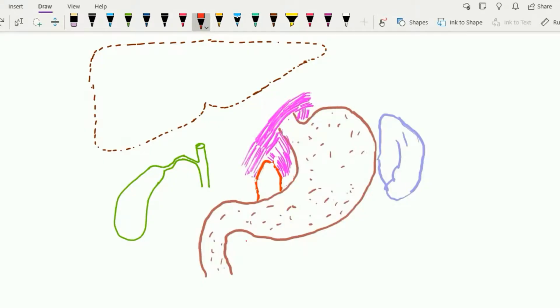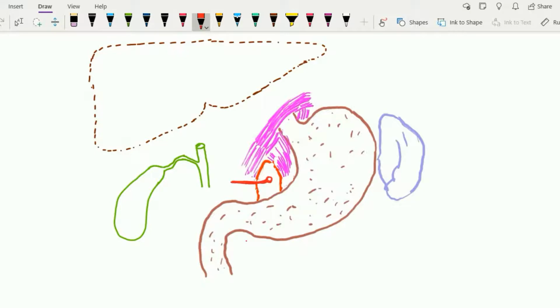Now let's see the second branch of the celiac trunk, that is the common hepatic artery. This common hepatic artery is a larger branch than the left gastric artery, and it passes towards the right side, as it arises from the right side of the celiac trunk. It passes towards the right above the neck and the head of the pancreas, and it reaches up to the free margin of the lesser omentum.